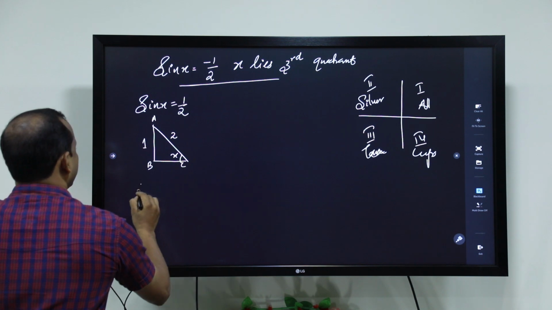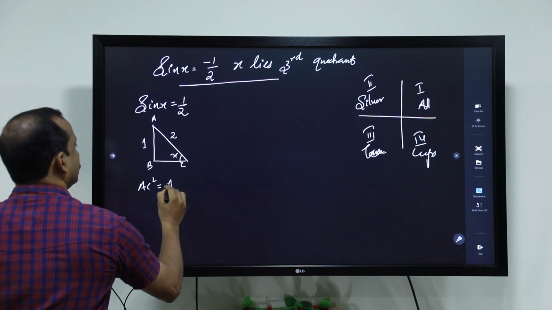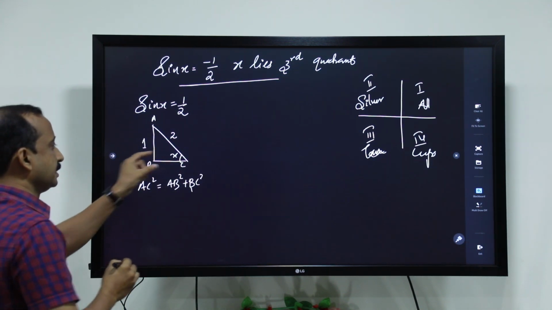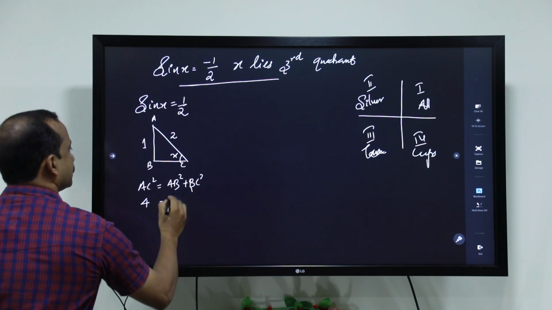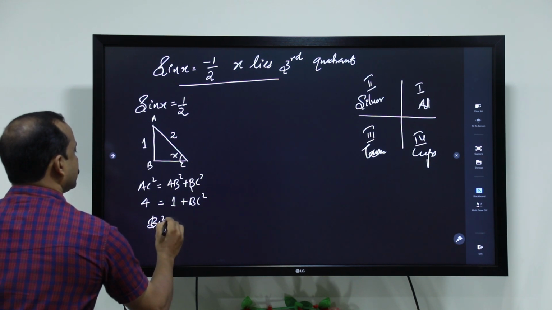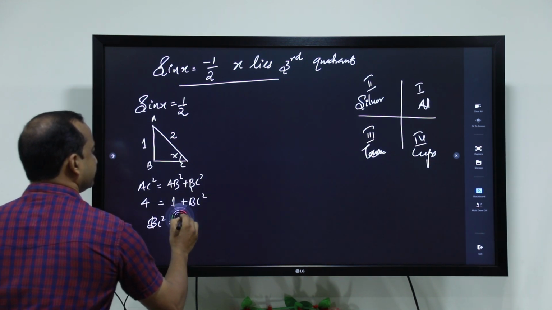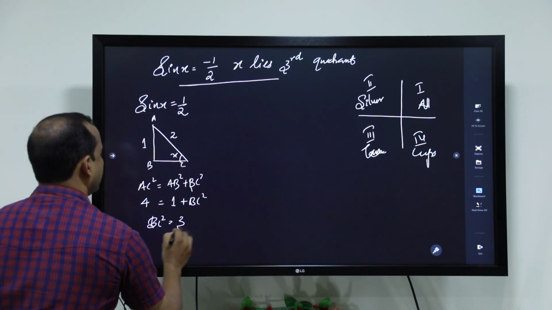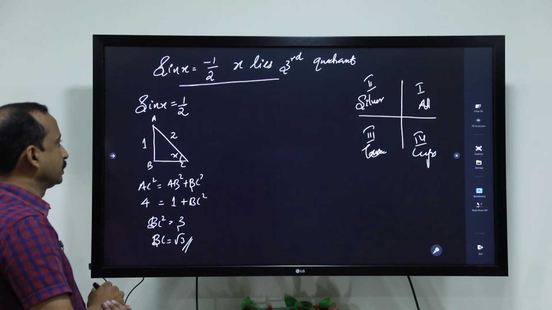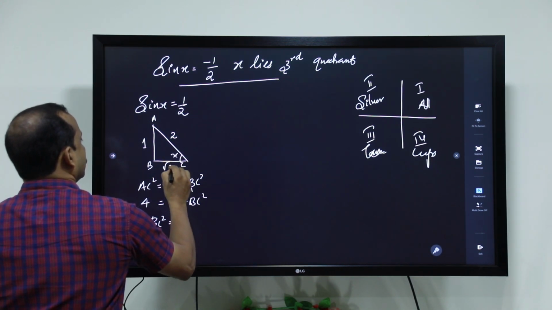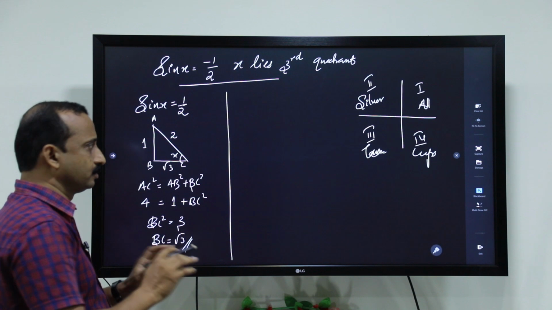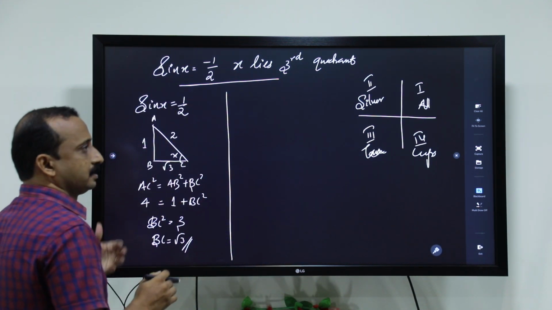Then using the Pythagoras theorem, AC square is equal to AB square plus BC square. Here AC is 2, so its square is 4, AB is 1, so its square is 1, plus BC square. Therefore BC square is equal to 4 minus 1, which is 3, and therefore BC equals root 3. Now we find all six trigonometric functions. This is the best way for finding the other five trigonometric functions also.